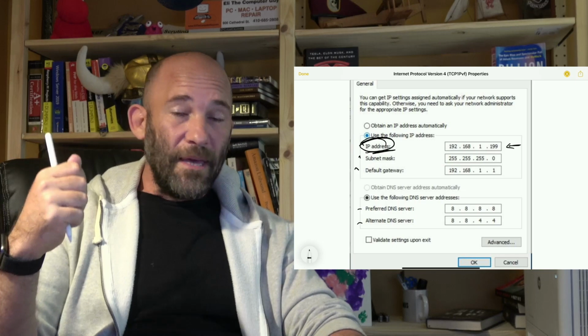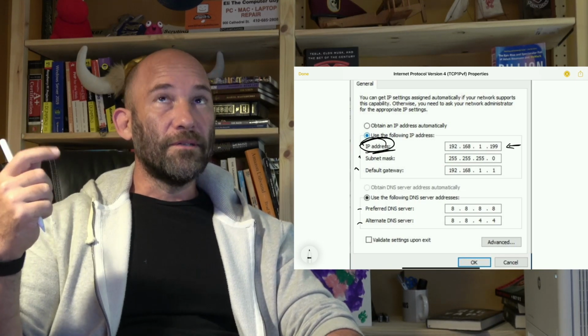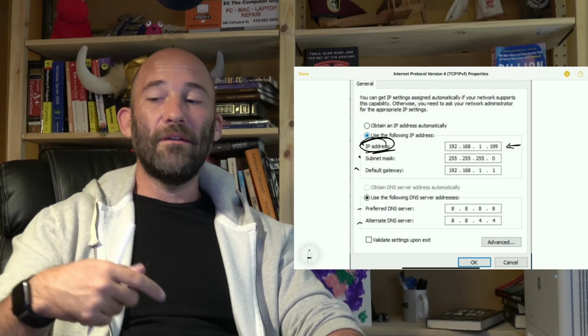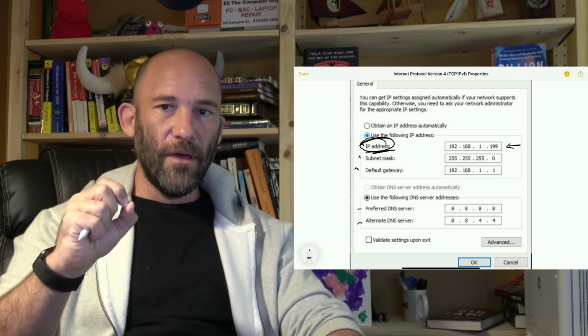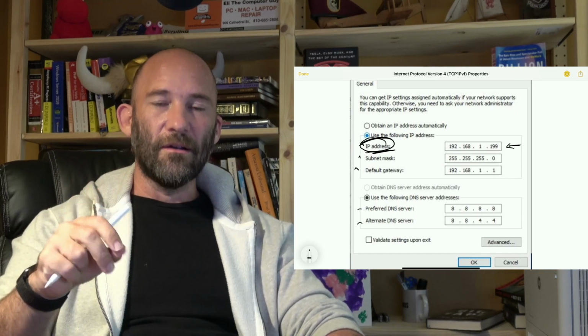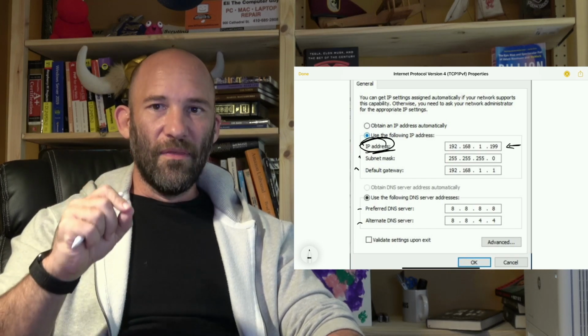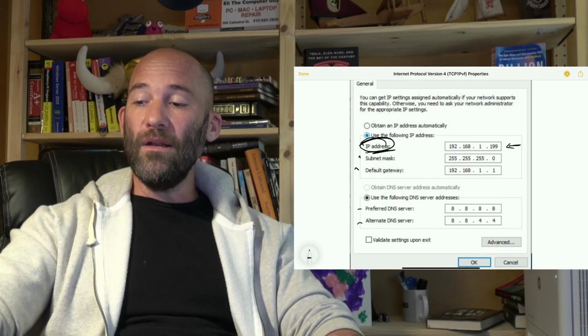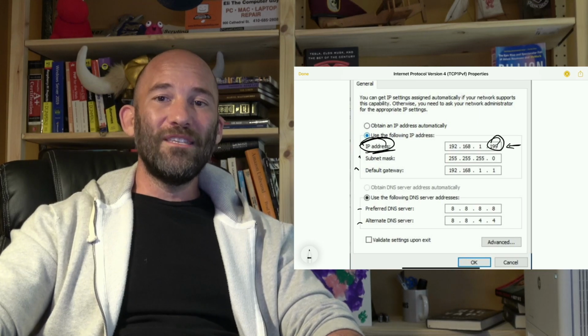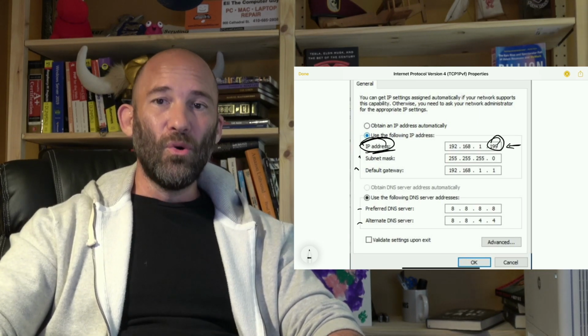Your voice over IP phones will have an IP address. Your surveillance cameras may have an IP address, the whole nine yards. And so all of those have to be configured to be individual on the network. There should only be one computer with any one specific IP address on your local area network.